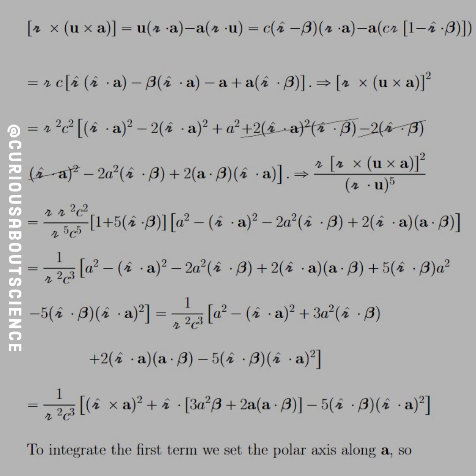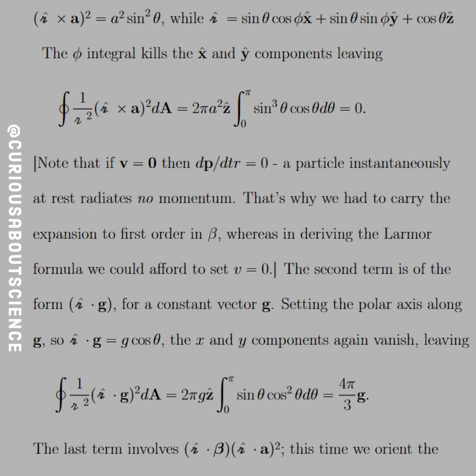Okay. So to integrate the first term, we set the polar axis along a, since we have a cross product. That being said, the cross product has a magnitude of a squared sine squared theta. Since we're dealing with the cross product of a unit vector, its magnitude is 1 and we don't include it. So we know what r hat is in this coordinate system, which is the typical spherical coordinate for r.